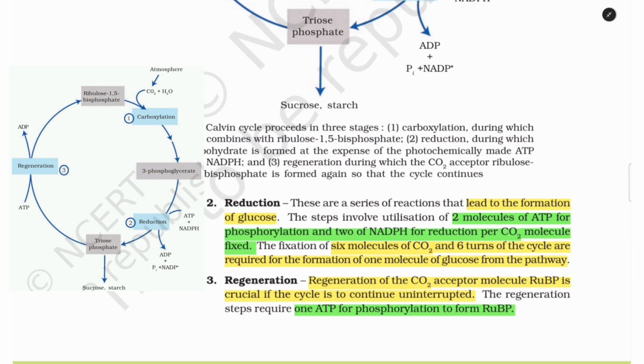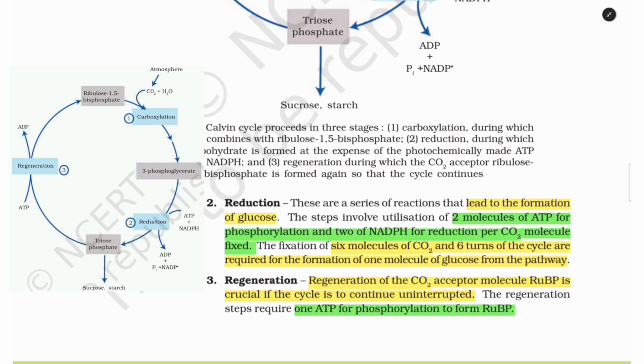Number 2, reduction. These are a series of reactions that lead to the formation of glucose. The steps involve utilization of two molecules of ATP for phosphorylation and two of NADPH for reduction per CO2 molecule fixed. The fixation of 6 molecules of CO2 and 6 turns of the cycle are required for the formation of 1 molecule of glucose from the pathway.